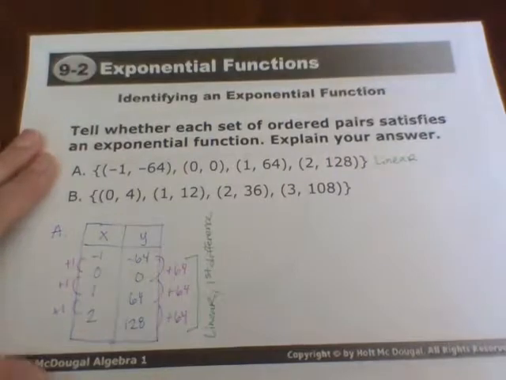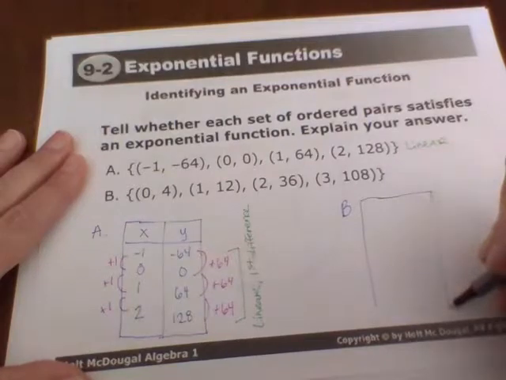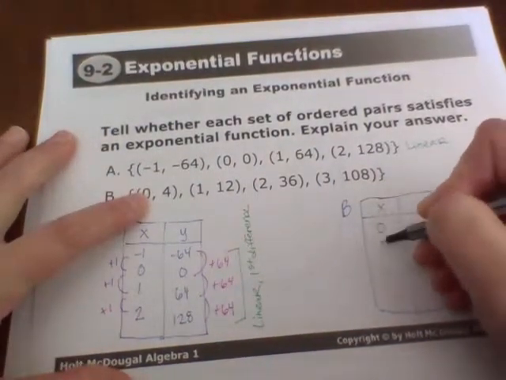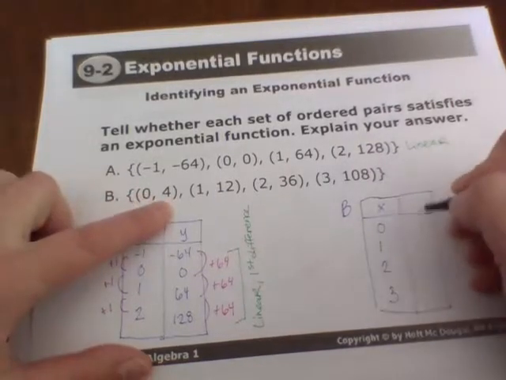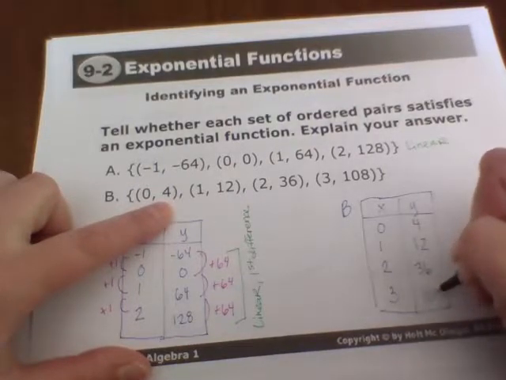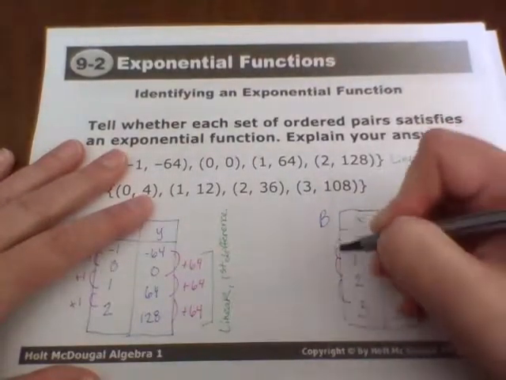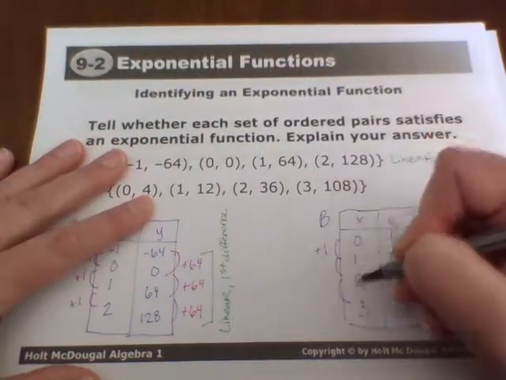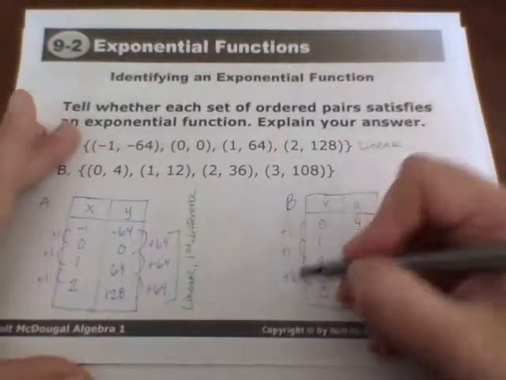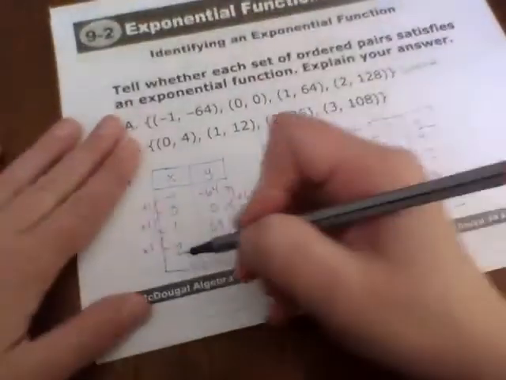All right. Moving on to part B. Our x values are 0, 1, 2, and 3. Our y values go from 4 to 12 to 36 to 108. And so if we look at our x values, remember we're trying to see if there is a pattern, and to get from 0 to 1 you add 1, 1 to 2 you add 1, and 2 to 3 you add 1 as well. And so there is a constant difference here. So that's what we were looking for, just like in this one.